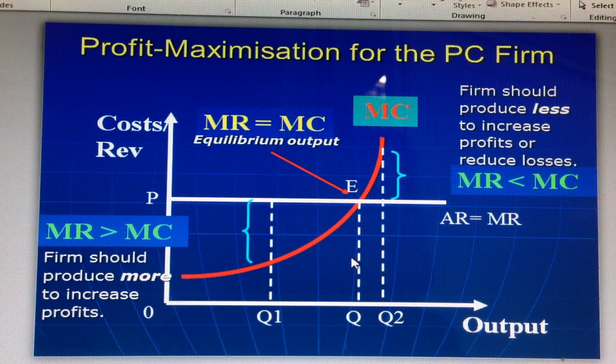Now, let's look at this part very closely. I'm trying to explain why you should produce where MR equals MC. Look at this part where MR is greater than MC. That means for one additional cup that you are trying to sell, the revenue is more than the cost. So if you sell one more cup, what will happen? You will actually sell at maybe 120.